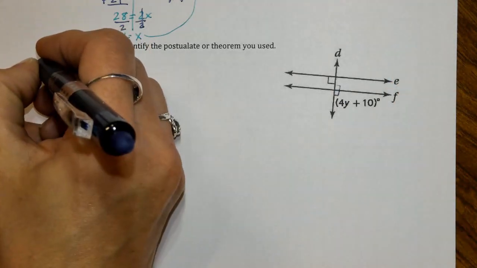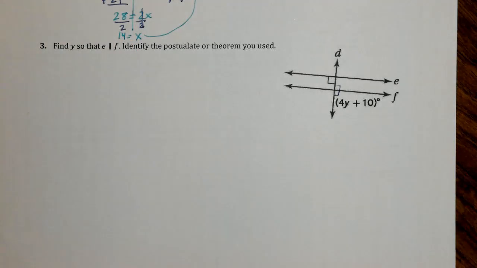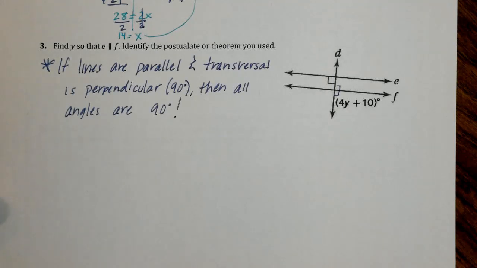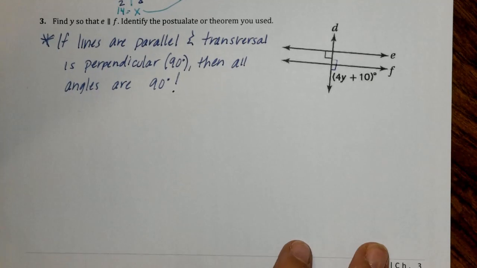So let's go ahead and write this down. Pause it right after this pops up so you can copy everything down. So pause, write this down. We've got a conditional statement here. If lines are parallel and a transversal is perpendicular, remember perpendicular is 90 degrees, then all the angles are 90 degrees. Go ahead and pause and write that down.